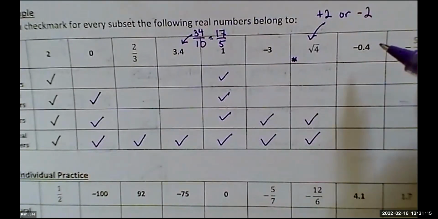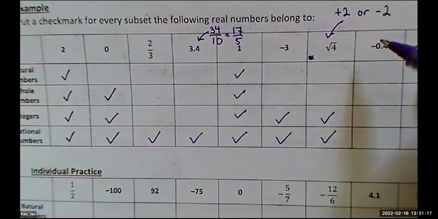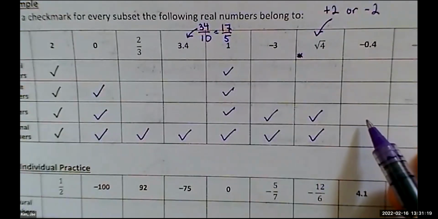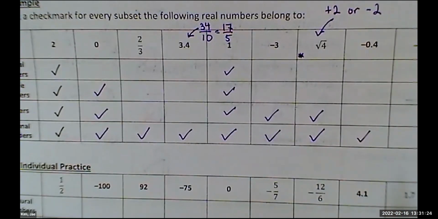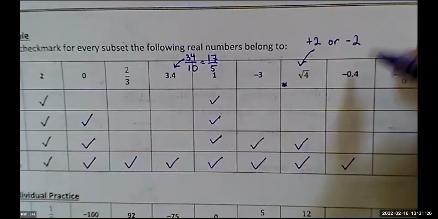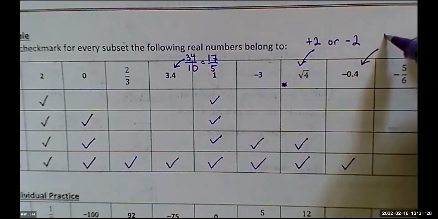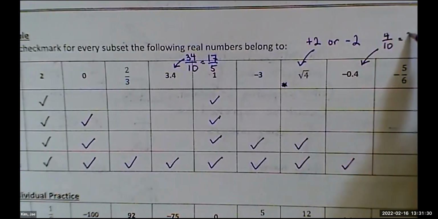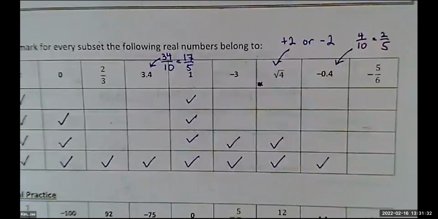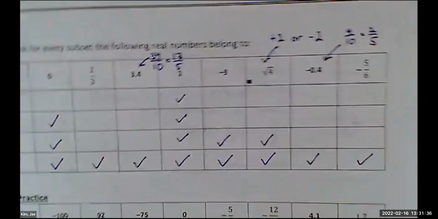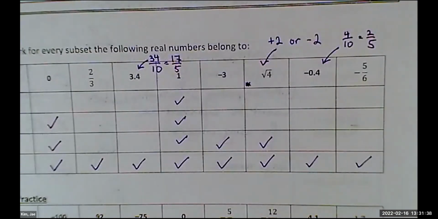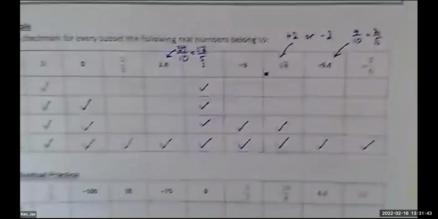Negative decimal. Already, you know that it's a decimal, so it's not integers. But negative 0.4 can be expressed as a fraction. If you weren't sure, that is 4 over 10, which is also equal to 2 over 5. And in the same way, the very last example is also a ratio, it's a fraction. So there it is.